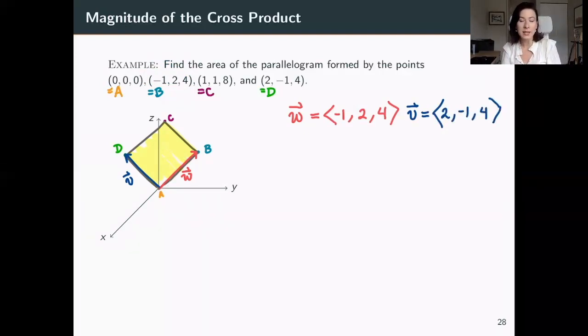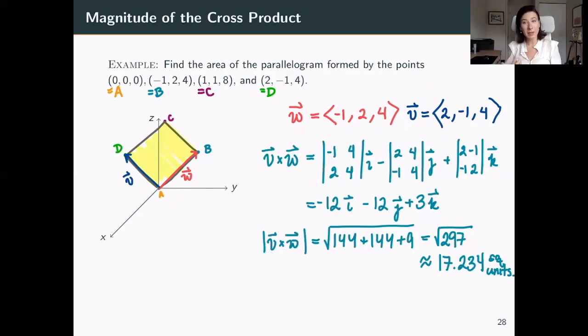Now, we just need to determine the cross product and its magnitude to find the area of the parallelogram. I'll go ahead and leave that computation to you. Pause the video, find the cross product and its magnitude, come back and see if you got the right answer. If you got approximately 17.234 square units, you have done your computation correctly.